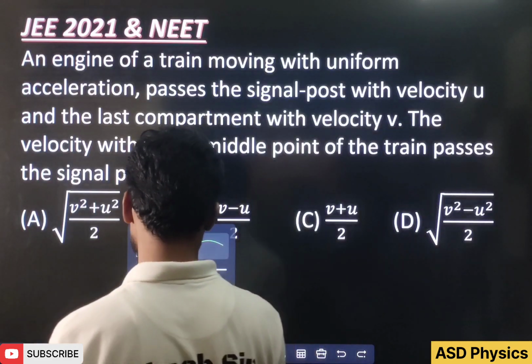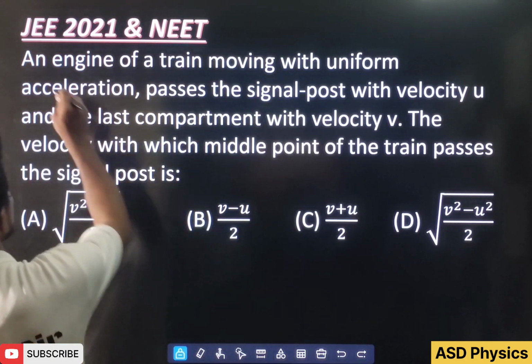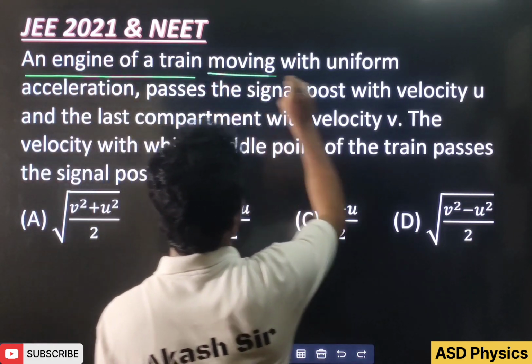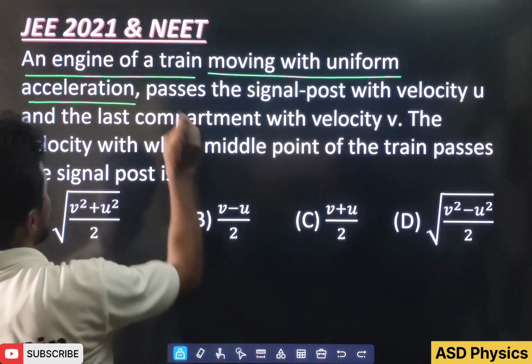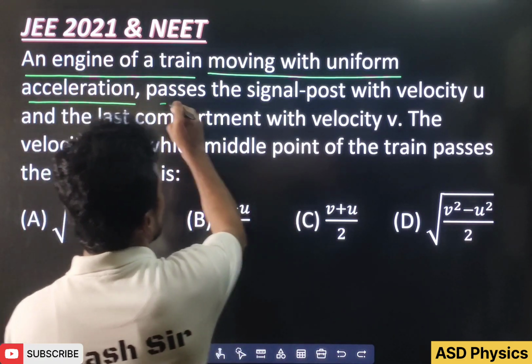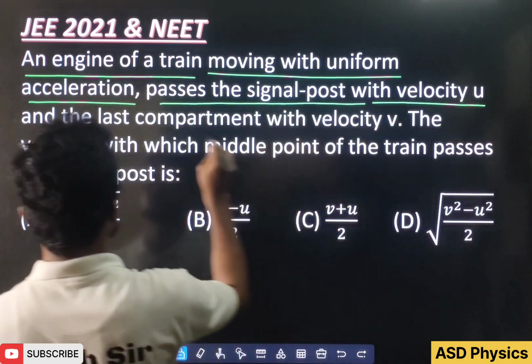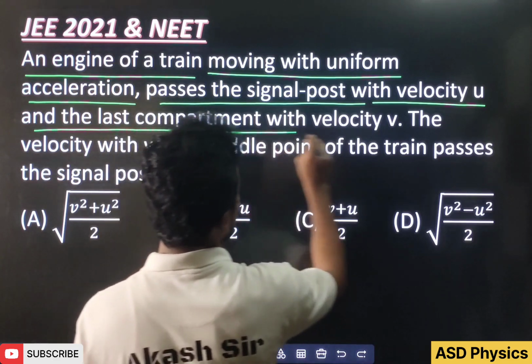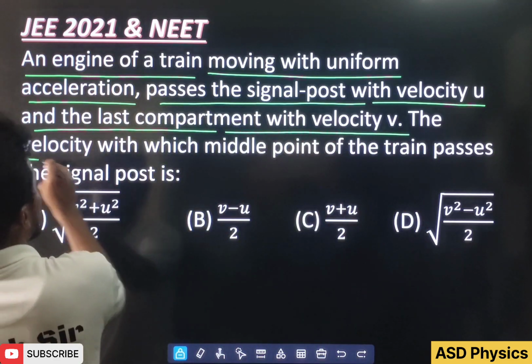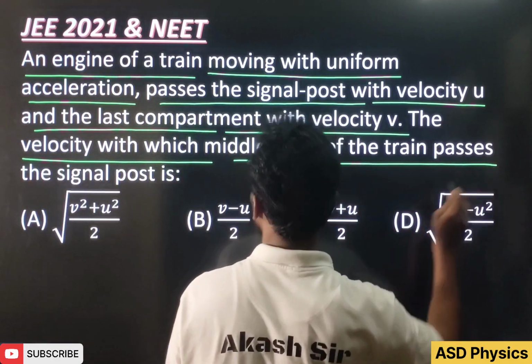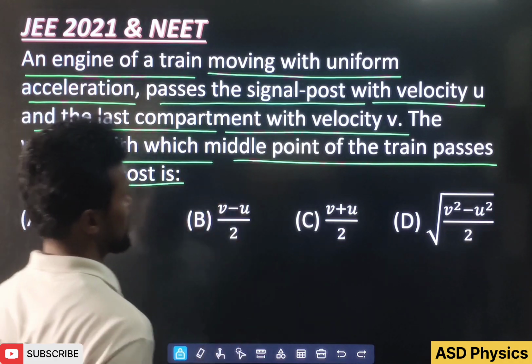Now let's see this question, students. This is the last question. See, an engine of a train moving with a uniform acceleration, equation of motion is valid, passes the signal post with velocity u and the last compartment with velocity v. The velocity with which the middle point of the train passes the signal post?